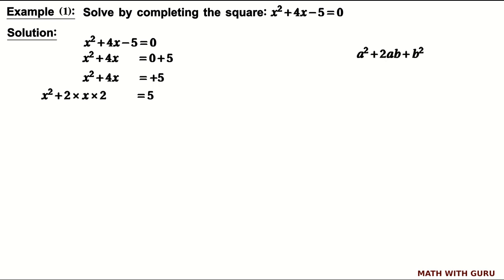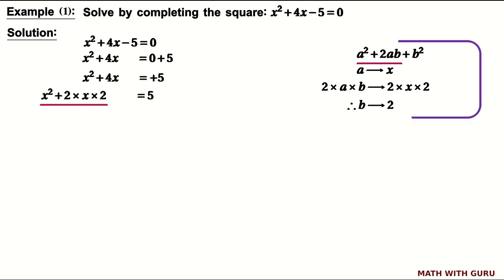Now consider this. a squared plus 2ab plus b squared, and compare the first two terms with these two terms. In place of a, we have x. In place of 2ab, 2 into a into b, we have 2 into x into 2. Therefore, b is 2 here. Note that 2 is exactly half of 4, which is the coefficient of x.